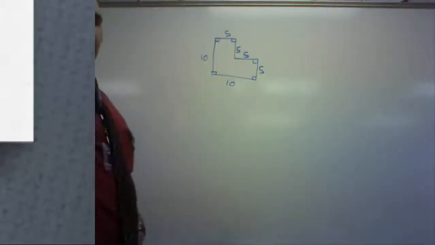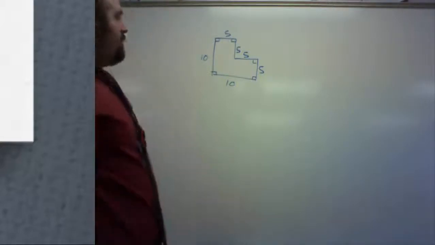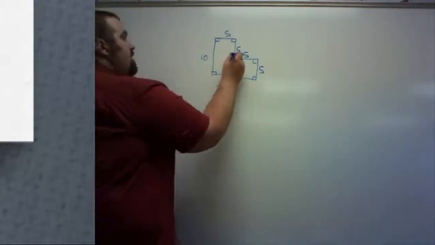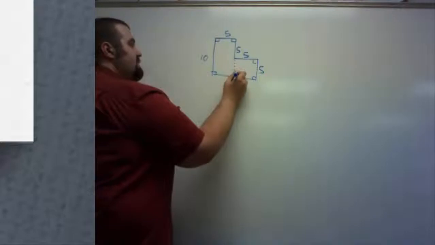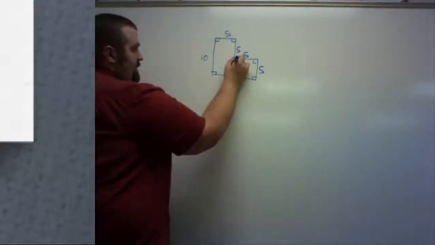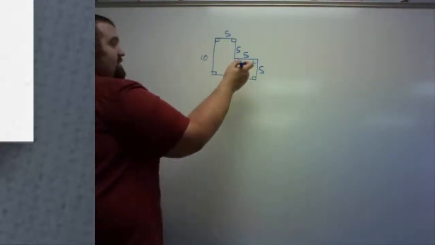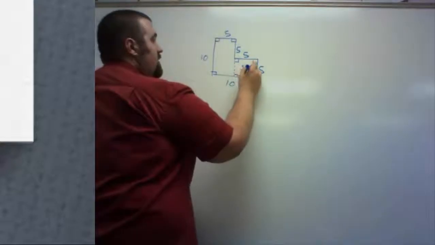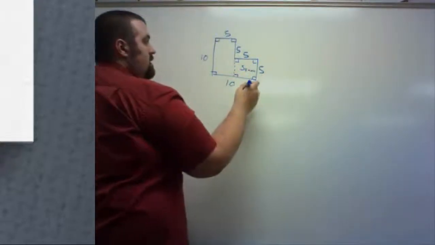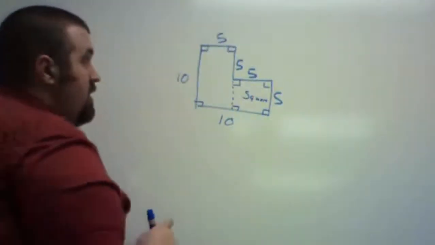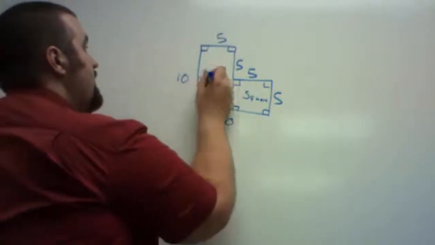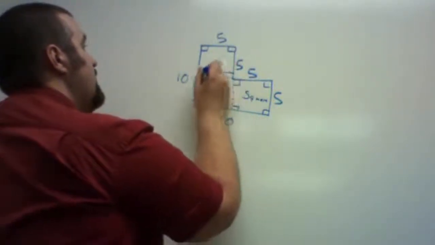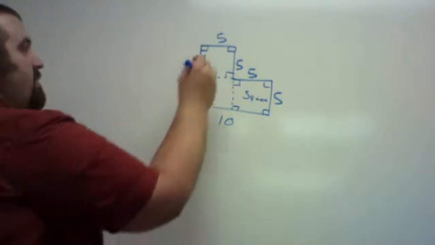Well, if it's too complicated of a shape to do as is, break it into shapes I know how to do. What if I drew a line here that was perpendicular to the bottom? Well, it would also be perpendicular here, and that is a square. So I can find the area of that. What if I broke this part here into the same thing? Well, that's another square.